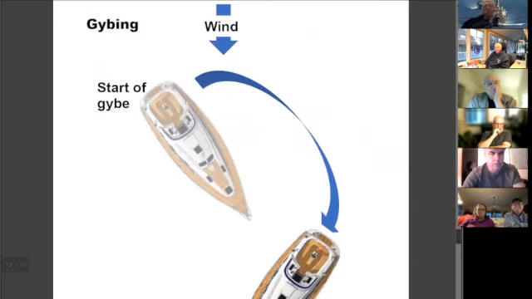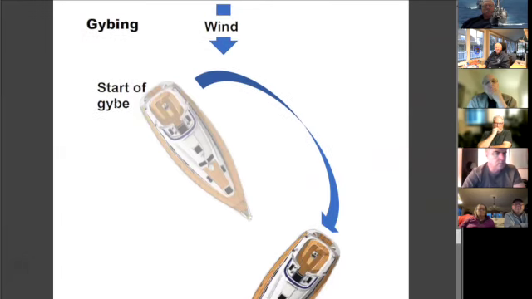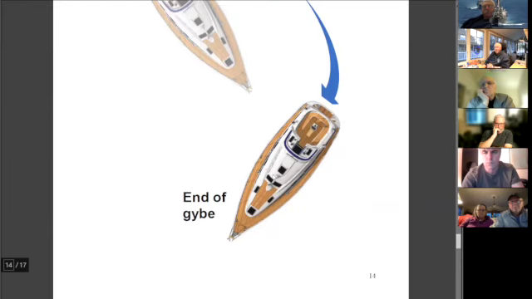The other term that I want to make sure that everybody was familiar with was jibing. Jibing is the opposite of a tack. Rather than turn the bow through the wind, we turn the stern through the wind. So in this case, I'm on a port tack because the wind is blowing over the port side of the boat. I turn so that the stern of the boat goes through the wind. And at the end of my jibe, I'm now on a starboard tack with the wind blowing over the starboard side of the boat.